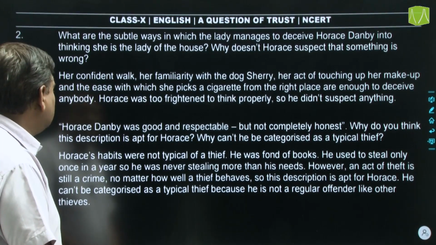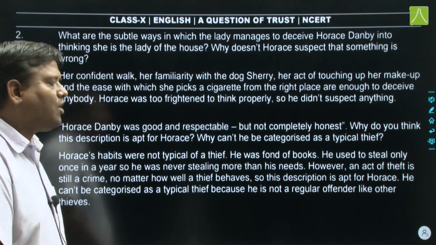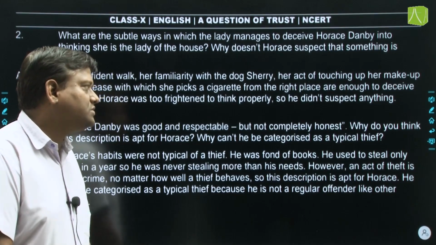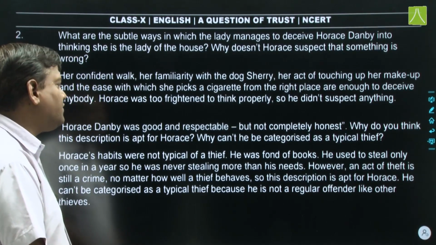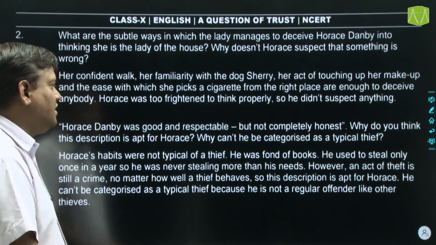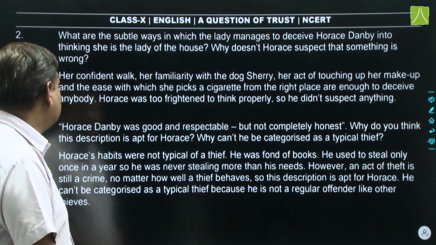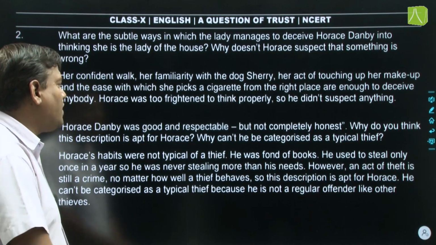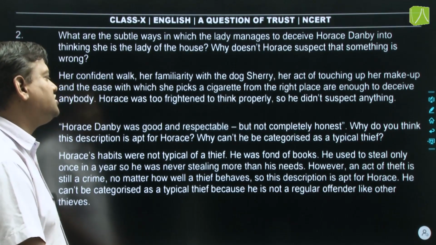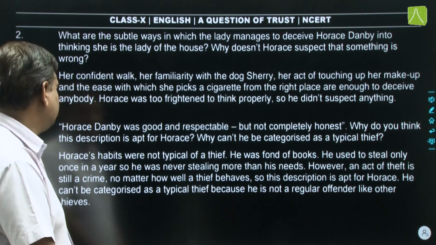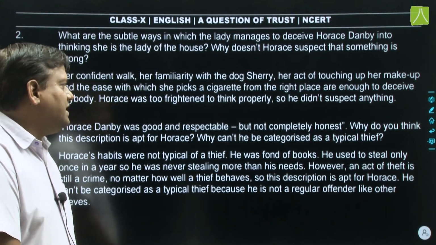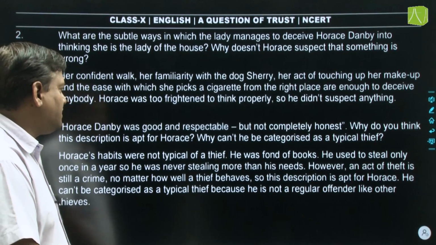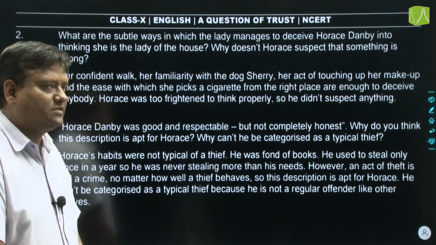So Horace's habits were not typical of a thief. He was fond of books. He used to steal only once in a year, so he was never stealing more than his needs. However, an act of theft is still a crime, no matter how well a thief behaves, so this description is apt for Horace. He can't be categorized as a typical thief because he is not a regular offender like other thieves. So this is the answer.